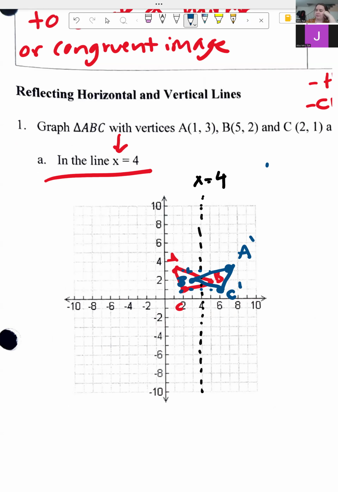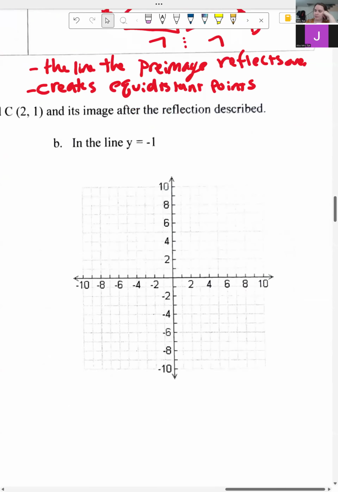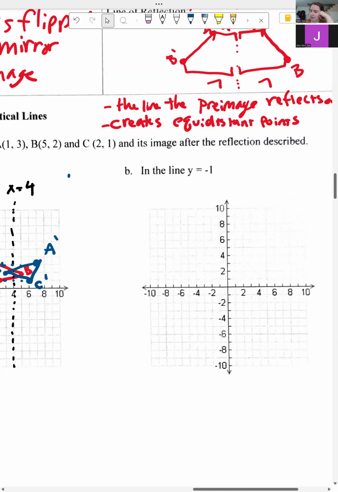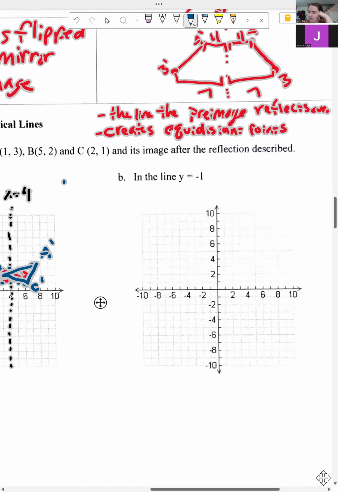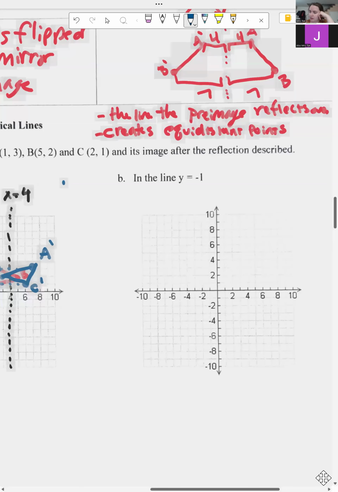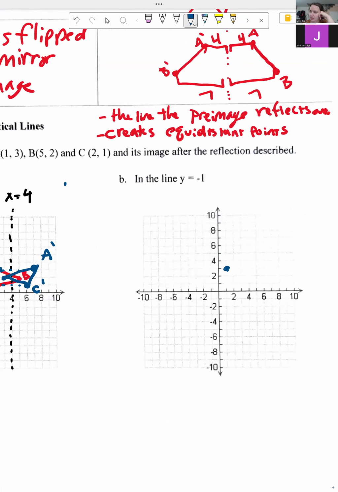Okay, let's go to number 2. Again, we're going to start by graphing that same triangle. 1, 3. Oh, come on. 1, 3. 5, 2. And 2, 1.